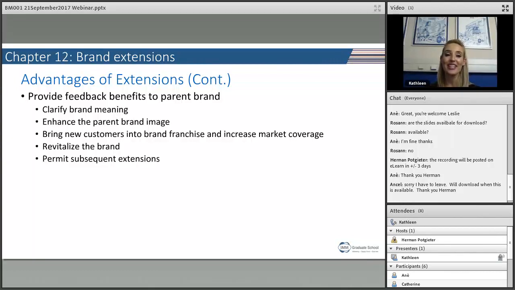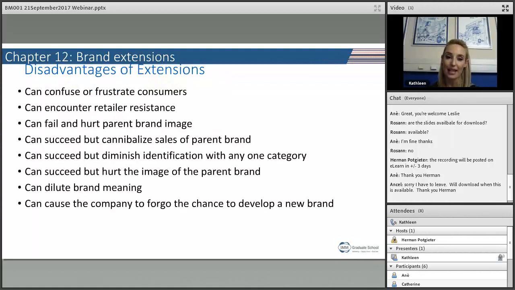A few more advantages is that we get positive feedback benefits to the parent brand. The extension actually increases the equity of the parent brand through increased awareness, additional exposure, and improving the brand image. It can also clarify the brand meaning, enhance the parent brand image, bring new customers to the brand, revitalize a brand that may have eroded according to the BAE model, and add an additional element of differentiation. And it may even permit subsequent extensions under that particular brand extension.